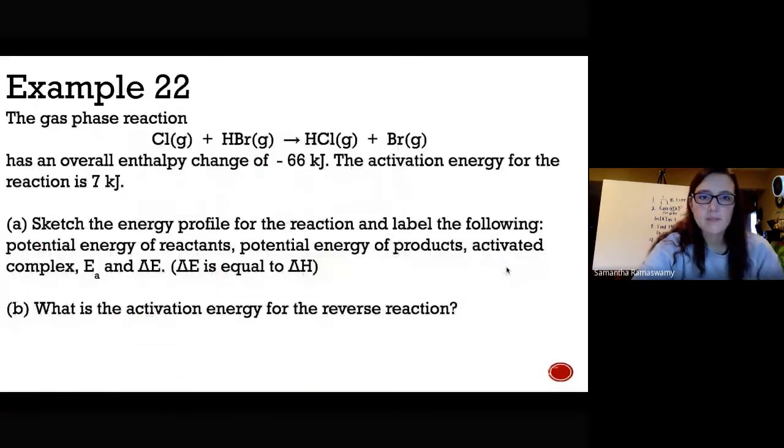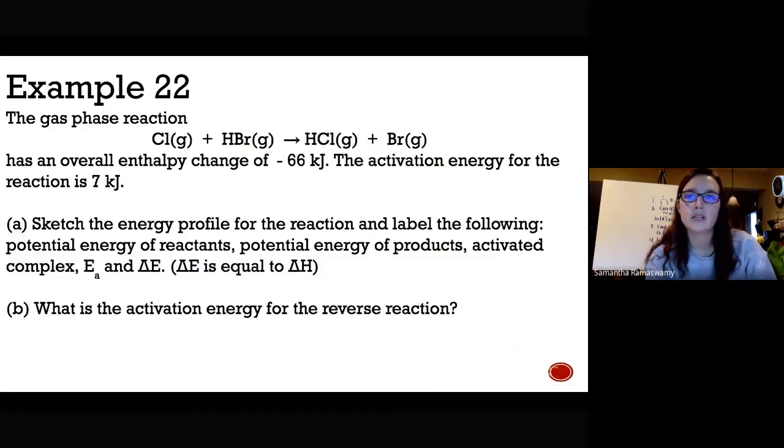All right. So for example 22, it gives us this reaction, Cl plus HBr yields HCl plus Br. It has an overall enthalpy change of -66 kilojoules. The enthalpy is delta H, so it's telling us the overall delta H is -66 kilojoules. I want you to write down right underneath -66, what does that mean? If it's a negative delta H, what is that going to mean? Right? It means it's exothermic. So it's going to be an exothermic process. And then the activation energy for it is 7 kilojoules. So a very small activation energy.